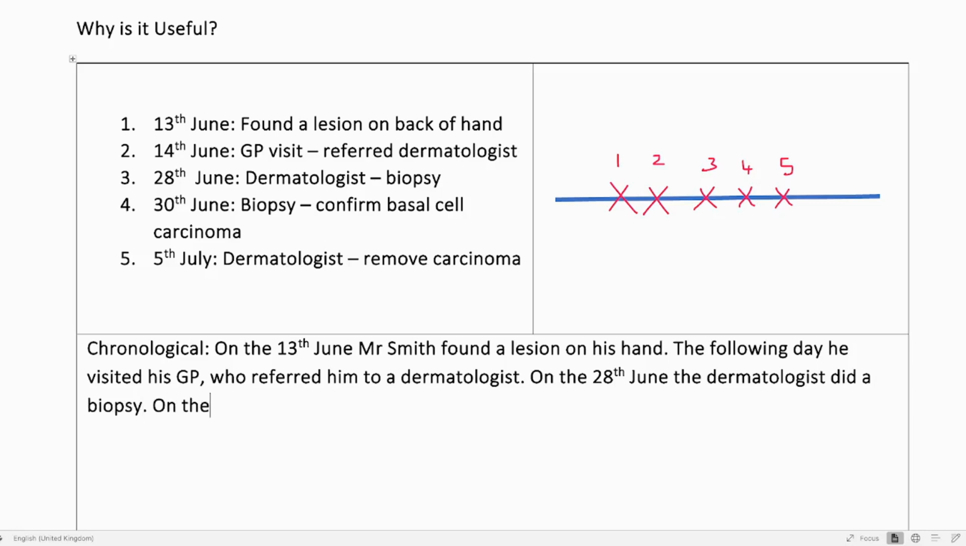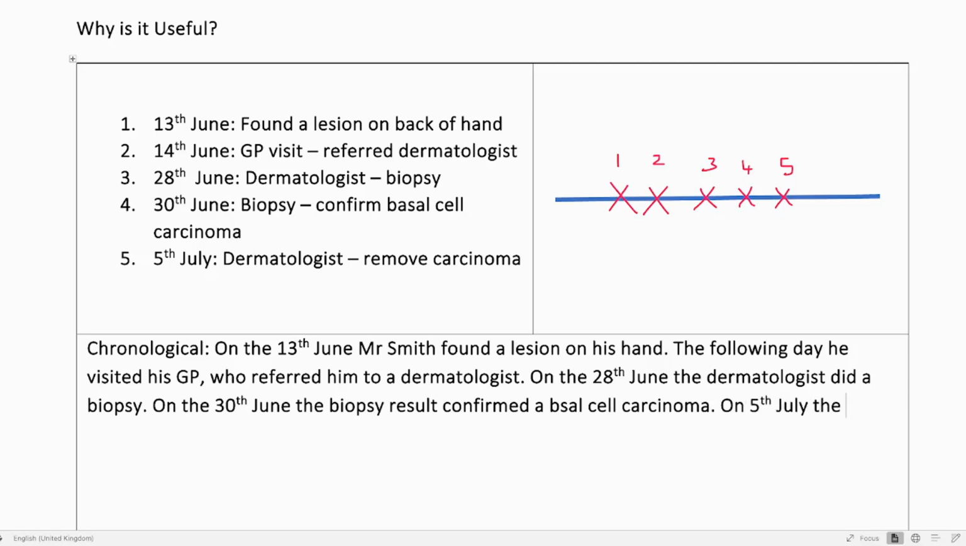Okay, on the 30th of June, have you noticed how many times I'm using dates and dates and dates? Okay, on the 30th of June, the biopsy result confirmed a basal cell carcinoma. Okay, on the 5th of July, the dermatologist removed the carcinoma. Now, I don't know about you, but that feels too long. Okay? How long was I writing for there, and how many different times did I write the date? It was quite repetitive. I don't think that was great.